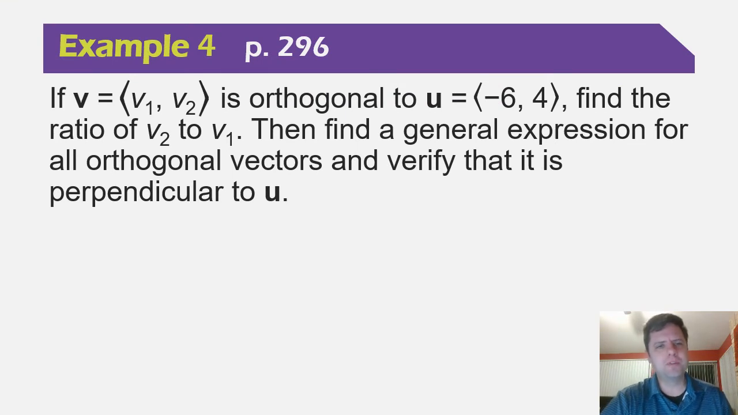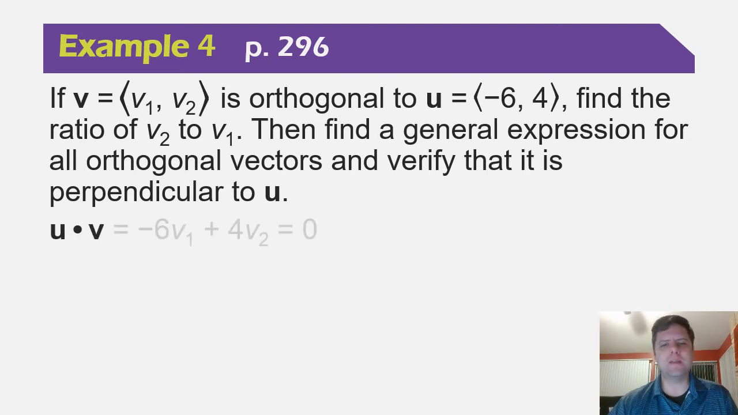Okay, so example 4 says vector v, which is v1, v2, is orthogonal to the vector u, which is -6, 4. Find the ratio of v2 to v1, then find a general expression for all orthogonal vectors and verify that it is perpendicular to u. Okay, so what I just told you is something is orthogonal if the dot product of them equals 0. So we can use that to solve this backwards.